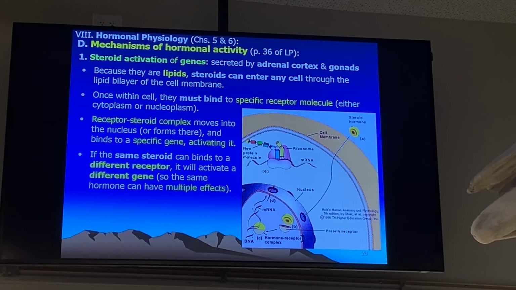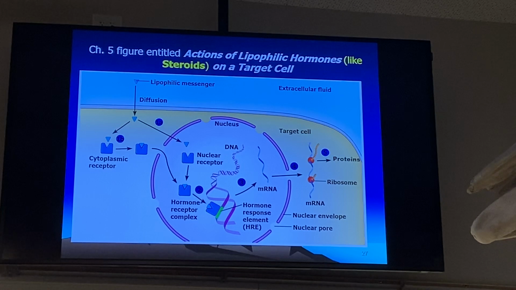Depending on what it binds with? Yes, because the receptor-steroid combination will target a specific chromosome. It's with specificity. A different receptor will target a different chromosome and a different gene, just like the enzyme thing. This picture shows you both receptors, in the cytoplasm and in the nucleoplasm. Everybody see how it's both? But it is the combination that activates a gene on a chromosome. Everybody see that?